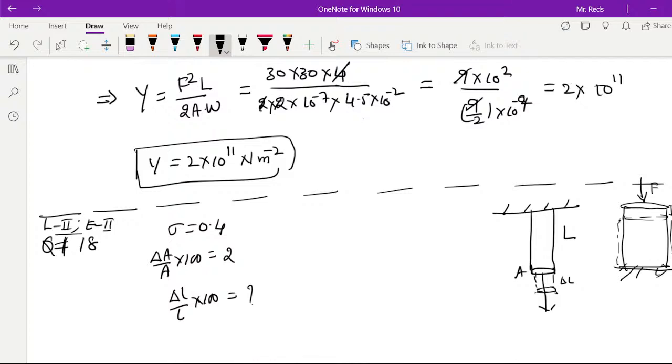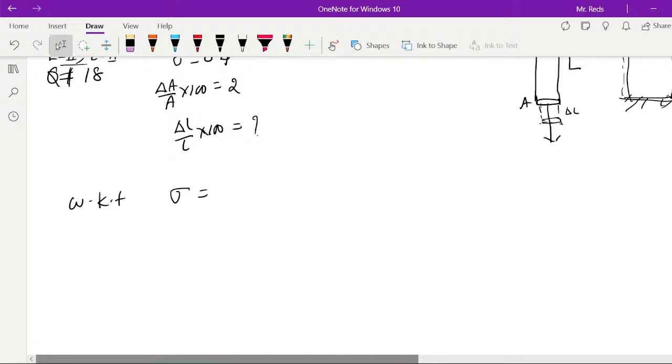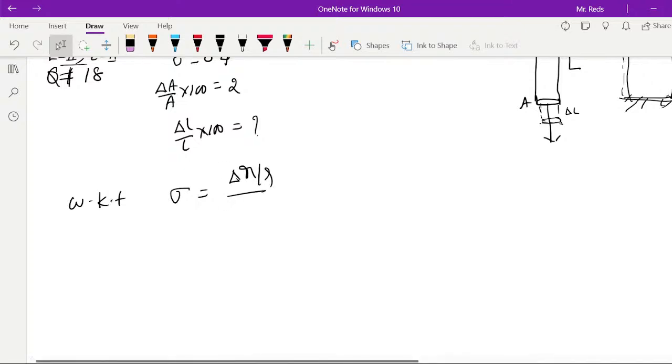We know from the definition of Poisson's ratio that sigma is equal to lateral strain by longitudinal strain. For the numerical value, you write lateral strain as delta R by R and longitudinal strain as delta L by L. Let's say this is equation 1, and you are asked to find the percentage change in length by giving the change in area. Sigma is given. This is what you are asked to find, but this is not directly given.